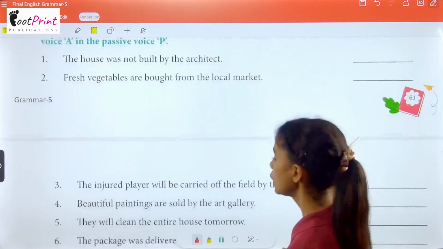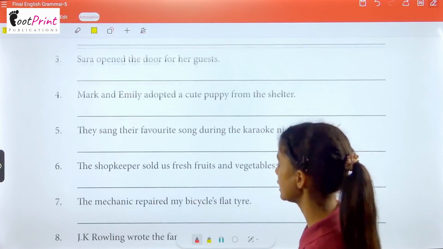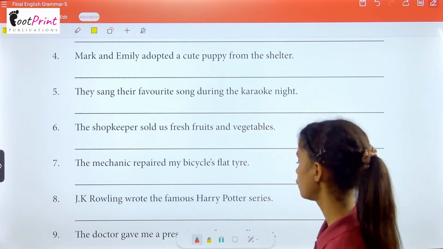Now students, with the understanding of all of this, you have to do this exercise and practice active and passive voice.